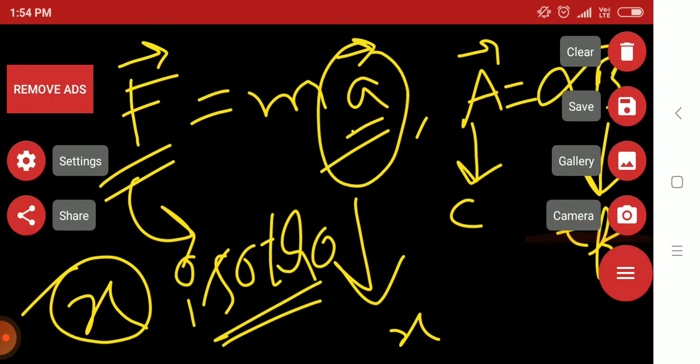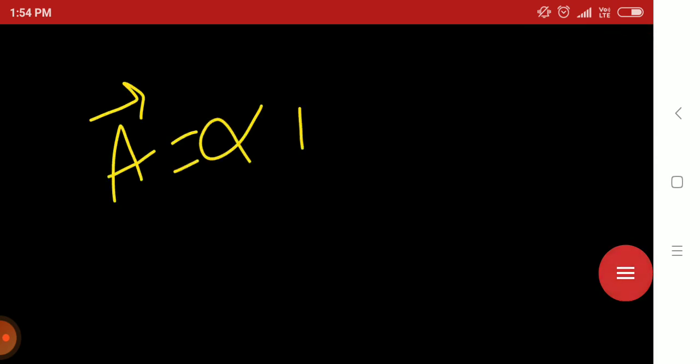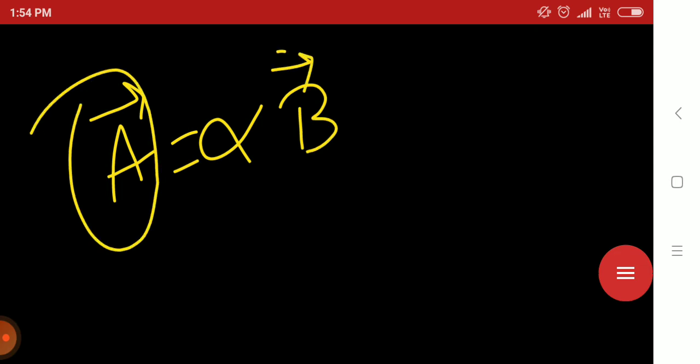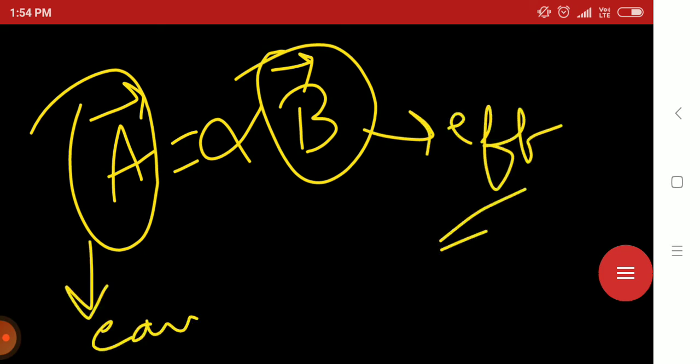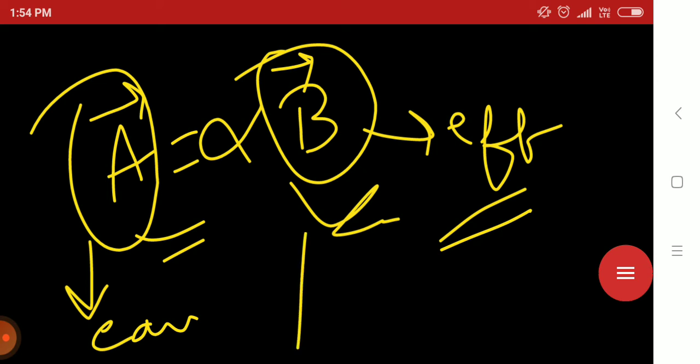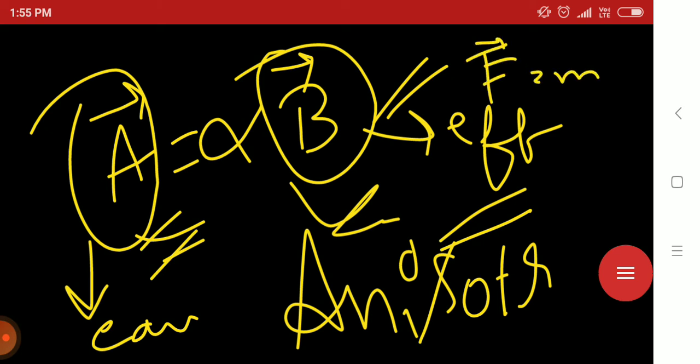But in the case of an anisotropic medium, A vector equals alpha into B vector, where A is the cause vector and B is the effect vector, then the effect vector produced will not be in the same direction as the cause vector. That means in an anisotropic medium, the effect vector is not in the same direction as the cause vector. Such as if F equals ma in an anisotropic medium, then a does not have the same direction as F vector. Then we will introduce the definition of tensor.